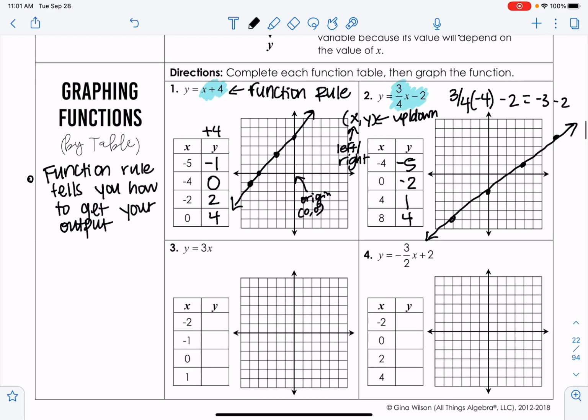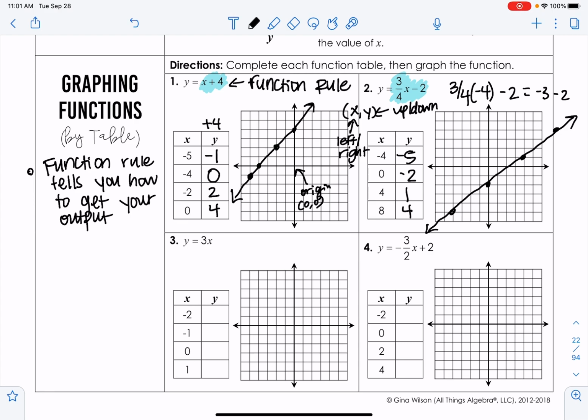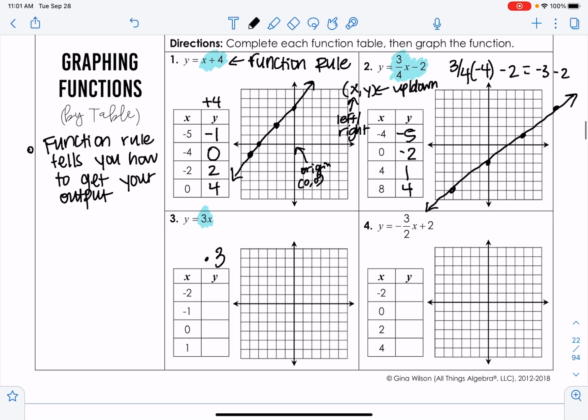All right, moving on. This third one is super easy. My function rule is 3 times x. So to get my y, I just multiply all my x's by 3. We have -2 times 3 is -6. -1 times 3 is -3. 0 times 3 is 0. And 1 times 3 is 3.